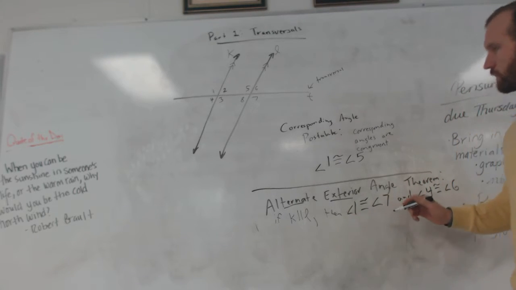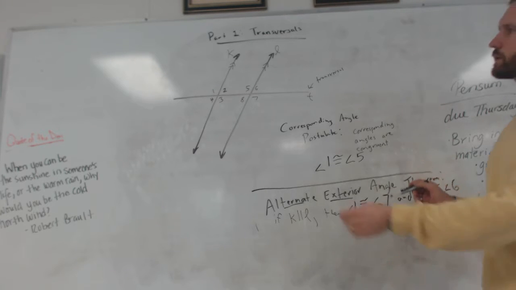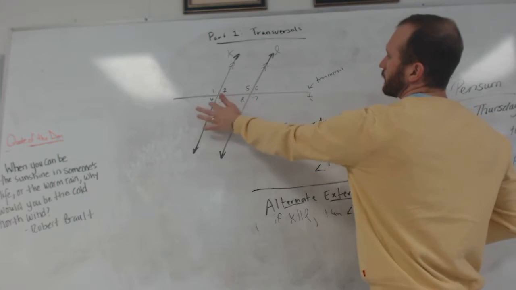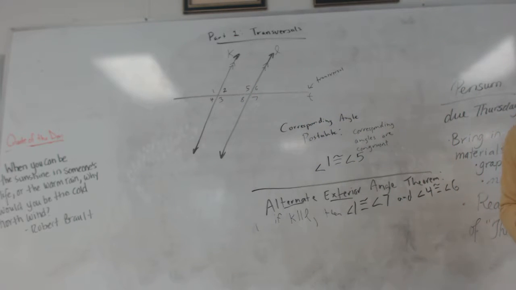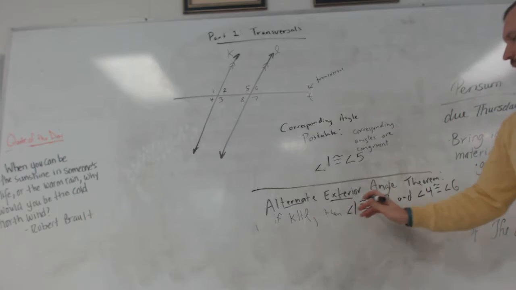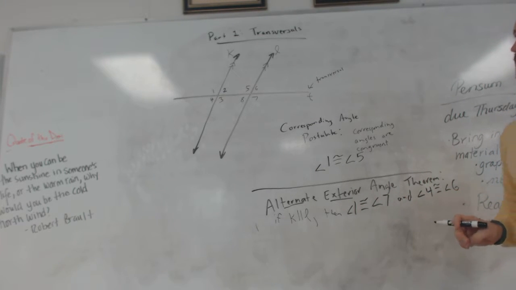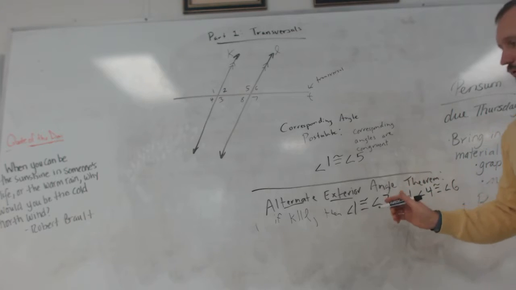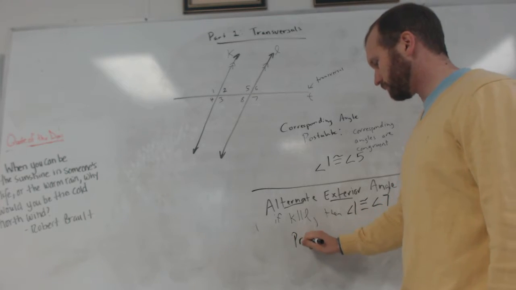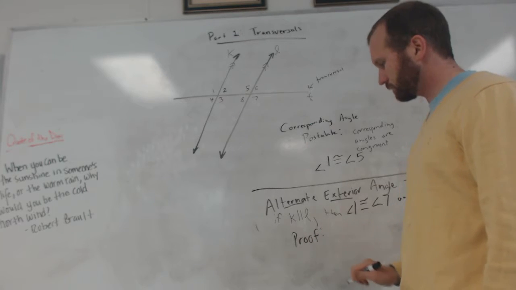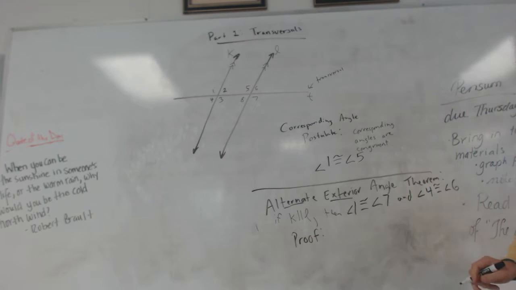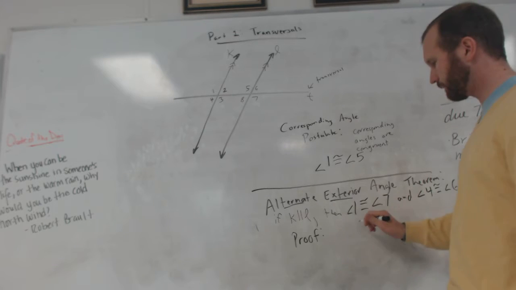So the 2 sets of alternate exterior angles here are 1 and 7 and 4 and 6. Okay? And this says if these 2 lines are parallel, then angle 1 is congruent to angle 7 and angle 4 is congruent to angle 6. The proof is really simple. The proof goes like this.